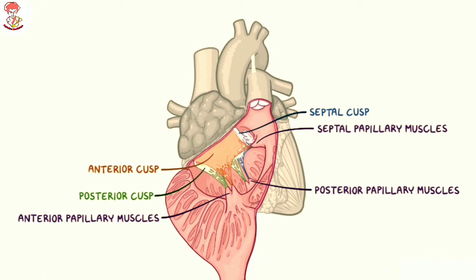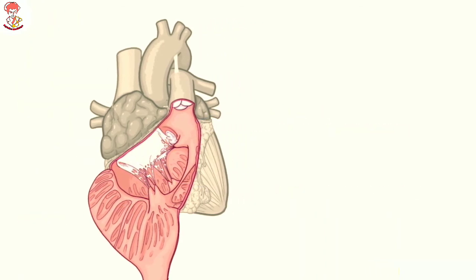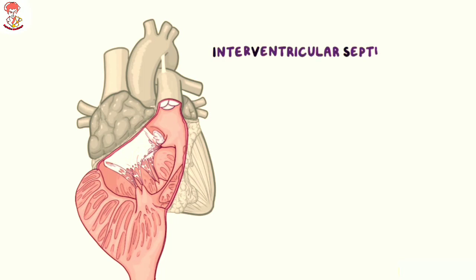This smart and complicated mechanism is mainly meant to block the backflow of blood from the right ventricle to the right atrium during systole, which is when the heart contracts to pump blood out of the ventricles. Now, done with the right ventricle, the interventricular septum or IVS separates the two ventricles and forms a part of the wall of each ventricle.